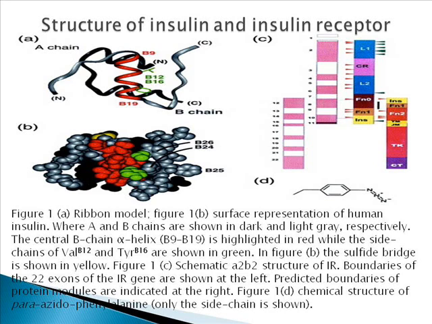Figure A shows the ribbon model where A and B chains are shown in dark and light gray, while figure B is a surface representation of human insulin where the sulfide bridge is shown in yellow. Figure C shows a schematic structure of the insulin receptor, whereas figure D shows the chemical structure of PAP, however, only the side chain is shown.